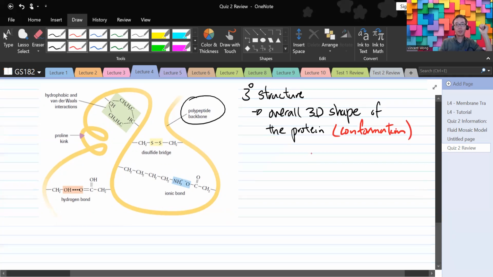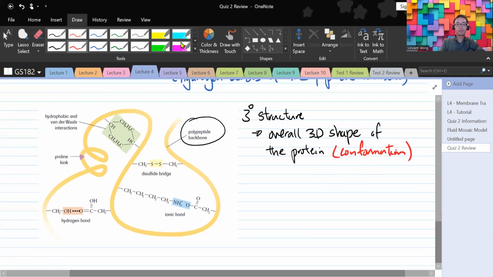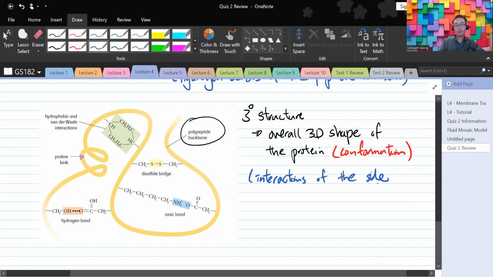Okay, so this overall conformation is stabilized by interactions of the side chains, the R groups. Some of them might be able to form more hydrogen bonds, some of them might be able to form hydrophobic interactions, and you don't have to memorize any of these interactions. They're just examples. The key thing to know is, if I ask you what stabilizes the 3D structure, you have to know it is the interaction between the side chains.